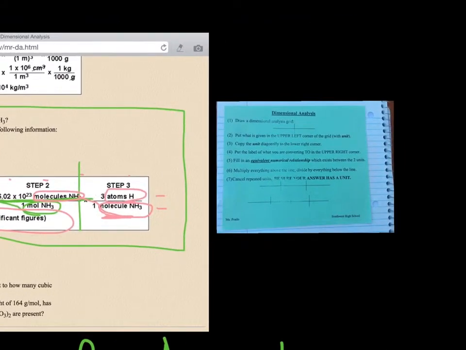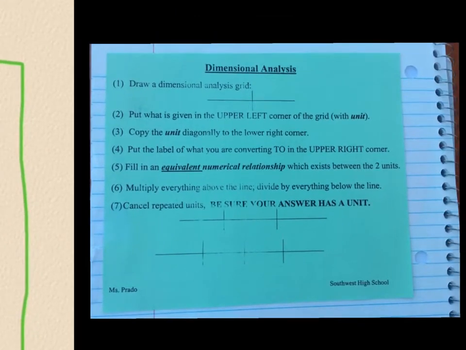So what we're going to do is draw a grid. We're going to put what is given in the upper left corner of that grid right here with the unit. We're going to copy the unit diagonally. We're going to put the label of what we're converting to in the upper right corner. So I'm going through this fairly quickly. Actually, I should probably slow down. But what you should be doing is you should be checking these off after each step.